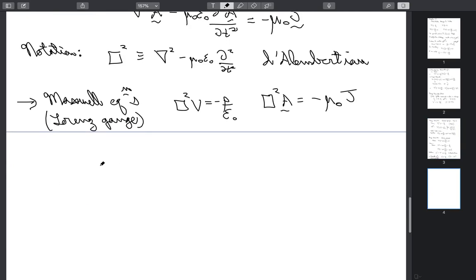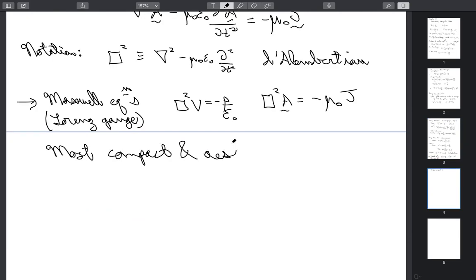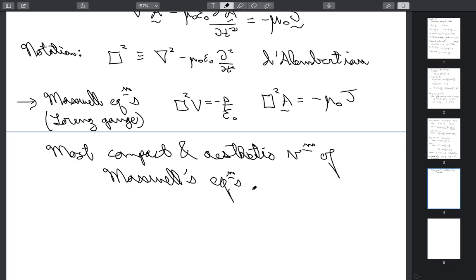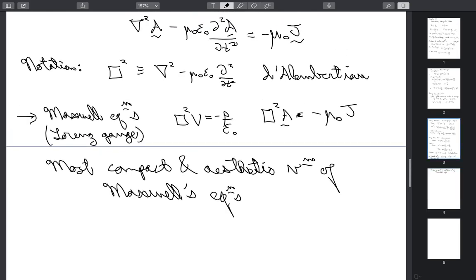Okay? This is the most compact and aesthetic version of Maxwell's equations. Of course, they're the same equations. We haven't dropped any content, we haven't added any content. It's just a nice way to represent it. Okay? So these are really the equations that typically you'll want to play with in relativistic theory and things like that. So we'll get back to those a bit later.